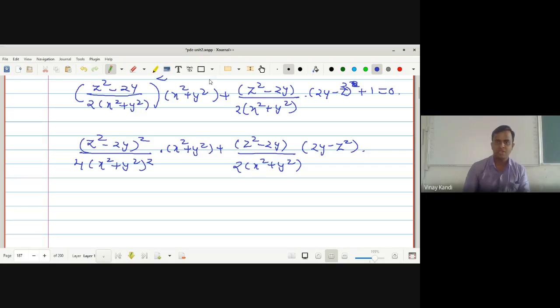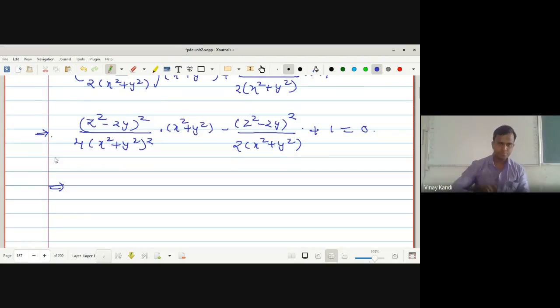Okay, now look here, after taking the minus sign common, what will happen? This becomes a square. After taking the minus sign common, this plus becomes minus, and here z square minus 2y will become bracket square plus 1 is equal to 0. Okay, that implies z square minus 2y bracket square upon 4 into x square plus y square. Okay, I cancel here.